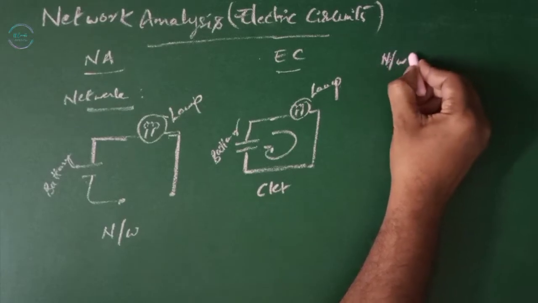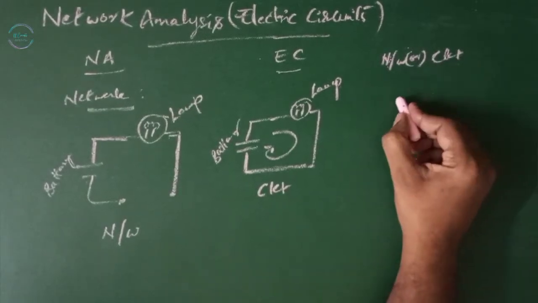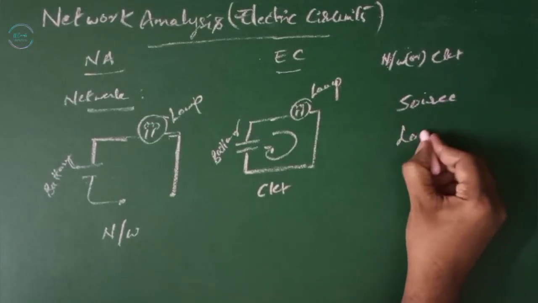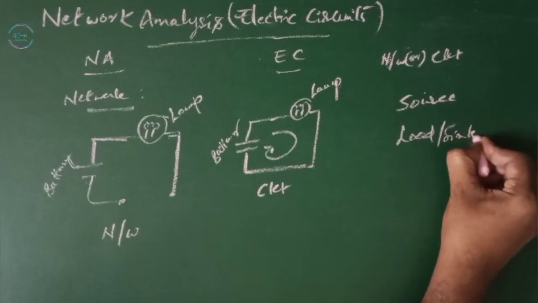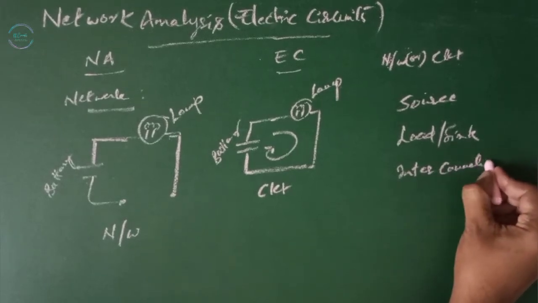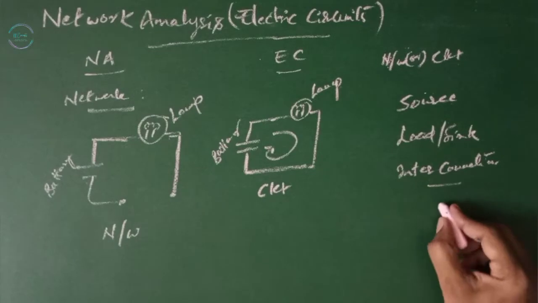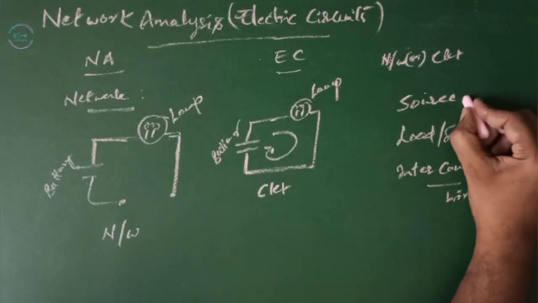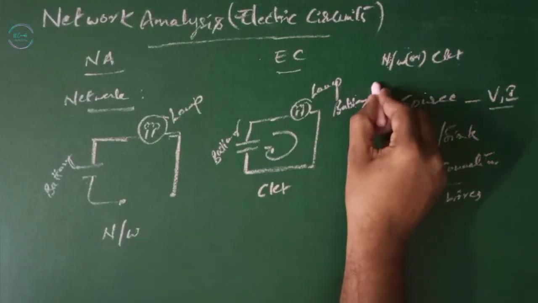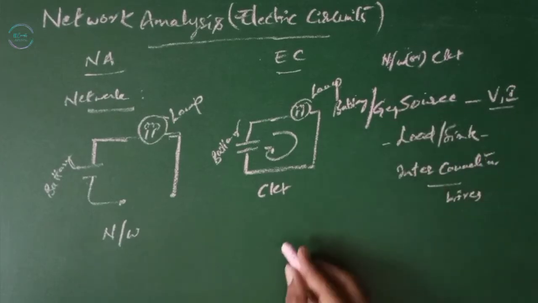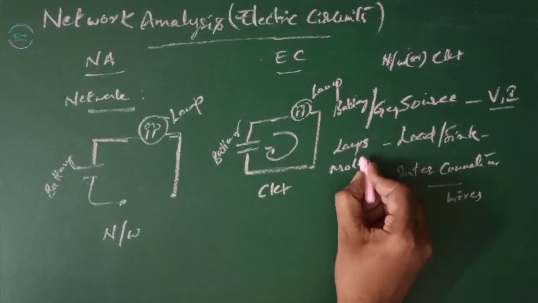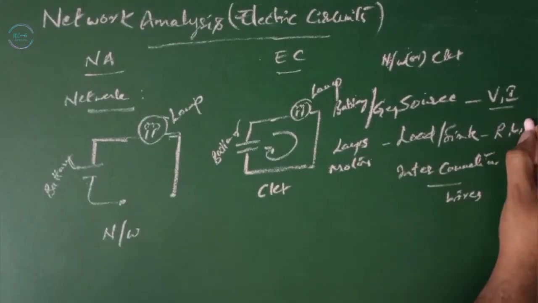A network or a circuit consists of elements that are source, load or sink, and interconnection. The interconnection is done with wires, whereas sources are voltage or current sources, a battery or a generator. Loads and sinks are lamps, motors, and R, L, C parameters.